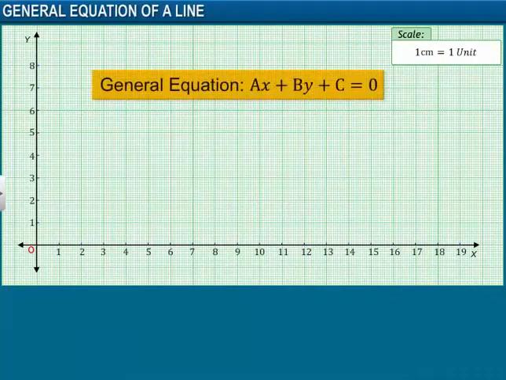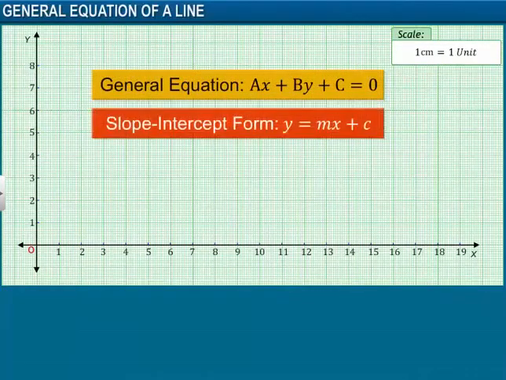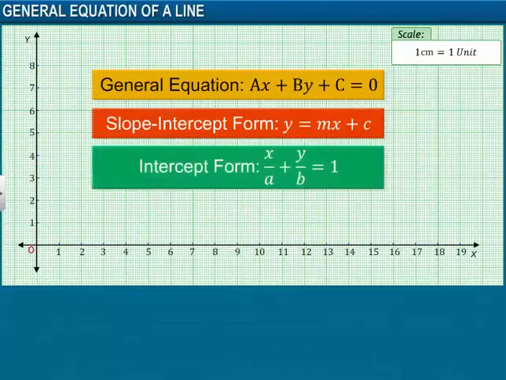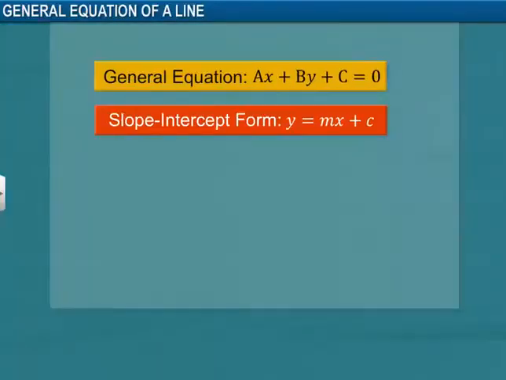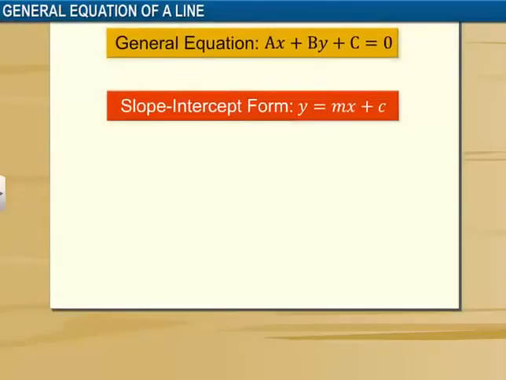You are already familiar with the slope-intercept form, intercept form and normal form of the equation of a line. Now, let us see how we can reduce the general equation of a line into these forms of the equation. Let us start by reducing the general equation of a line into the slope-intercept form. Consider the general equation of a line such that the constant b is not equal to 0.